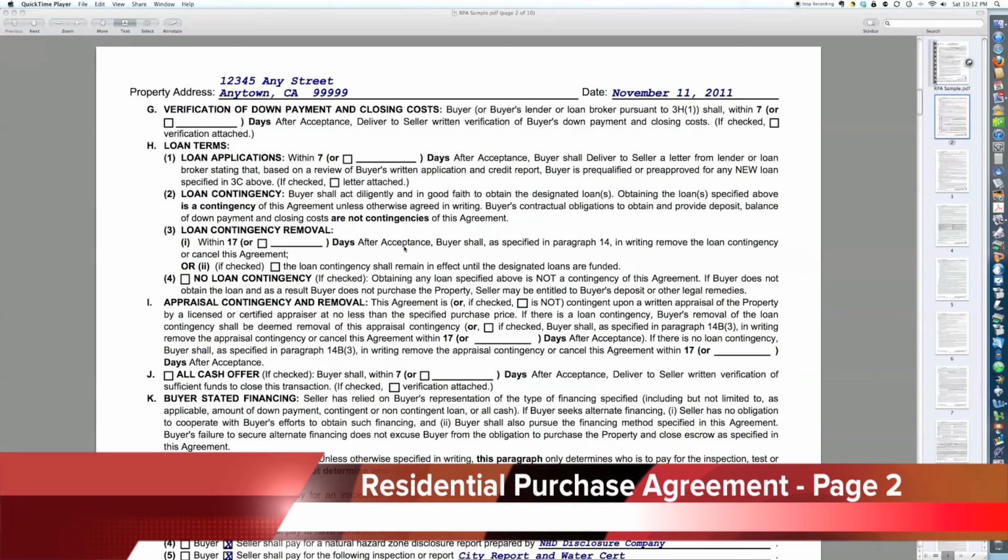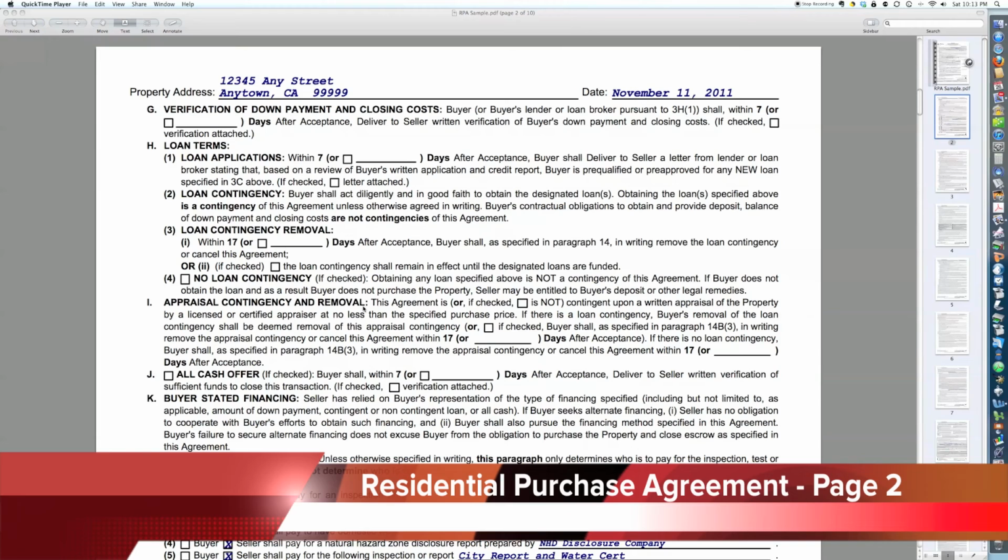So basically, a contingency in this case is a reason to legitimately cancel the agreement. And as long as the contingency is in place, the buyer has the right to cancel this agreement. Once the contingency has been removed, then that particular reason is no longer a legitimate reason to cancel this agreement. If we're not getting a loan, or we choose not to make the loan a contingency, then you would check this box.